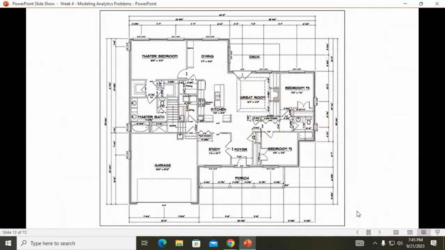This is what I would consider to be a theoretical model. So we're looking at some kind of house. It doesn't give you too much detail, but it shows you the basics. So where each room is, the size of each room, and so on. So this is kind of rudimentary.